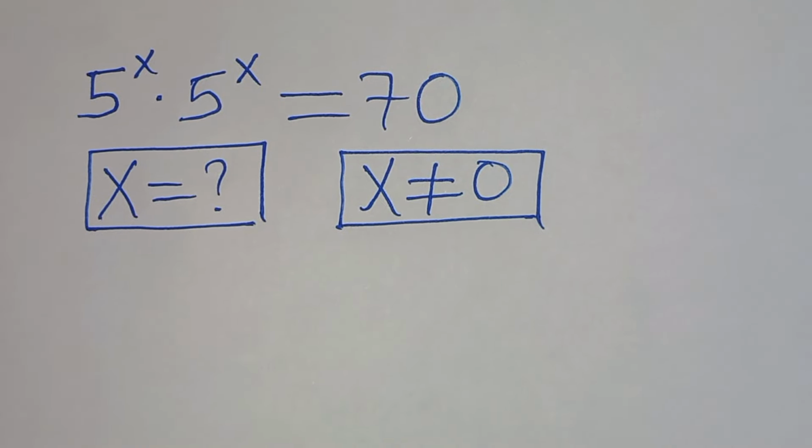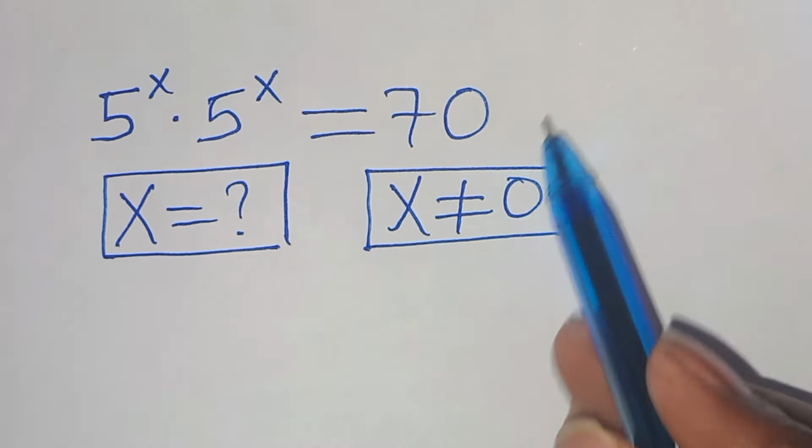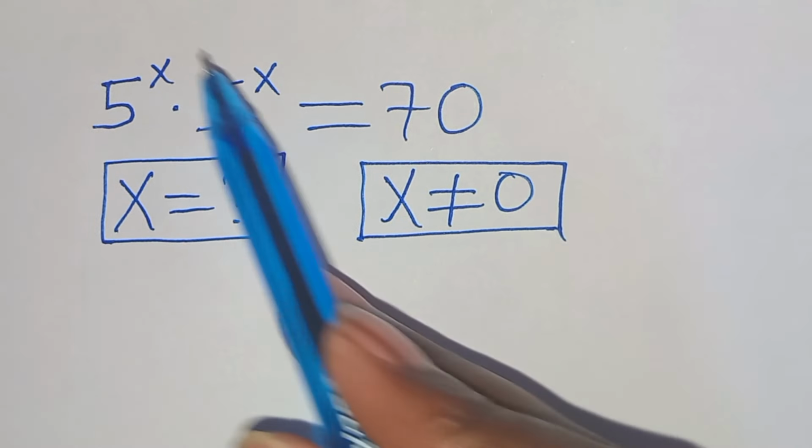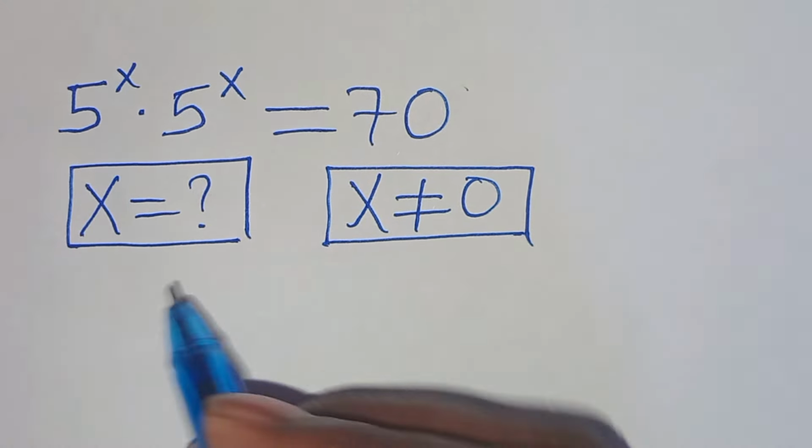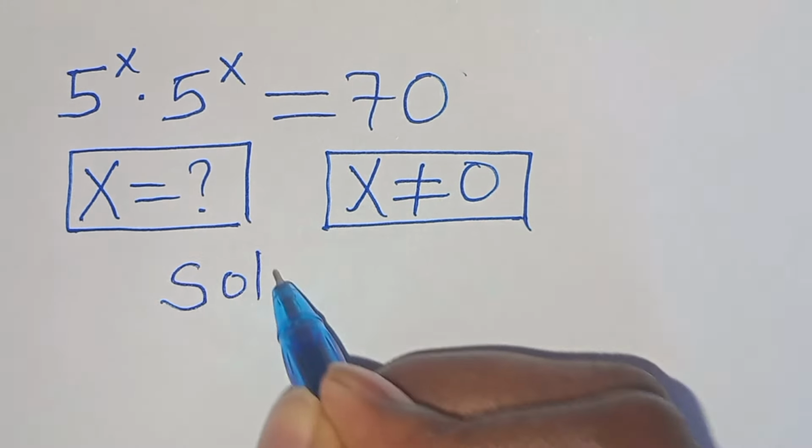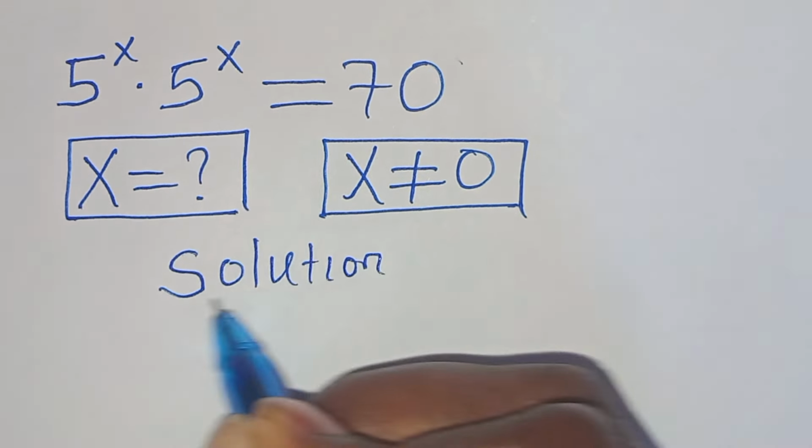Hello everyone, you're welcome to solve this nice exponential equation, which is 5 to the power of x times 5 to the power of x. This is equal to 70. So what is the value of x given that x is not equal to 0? So let's provide a solution from here.